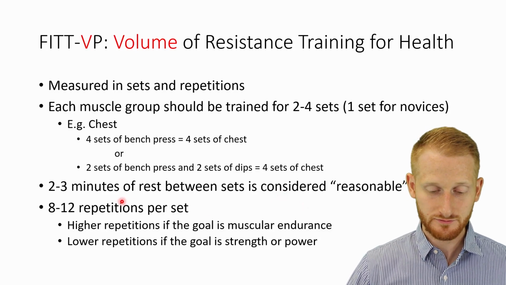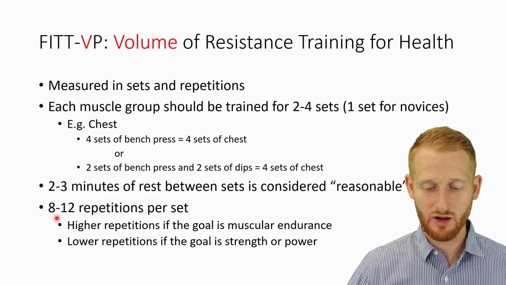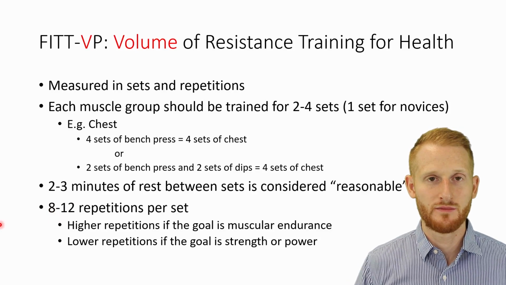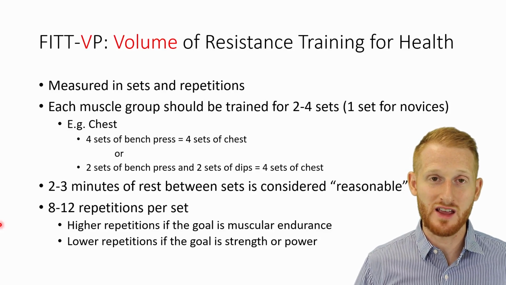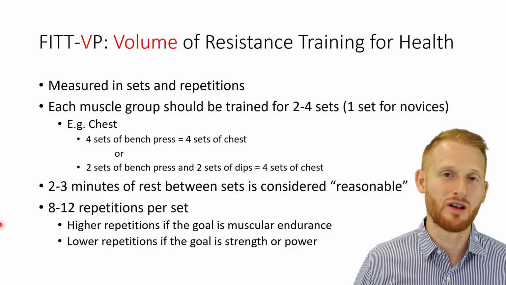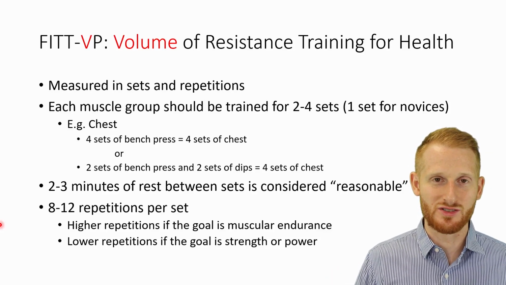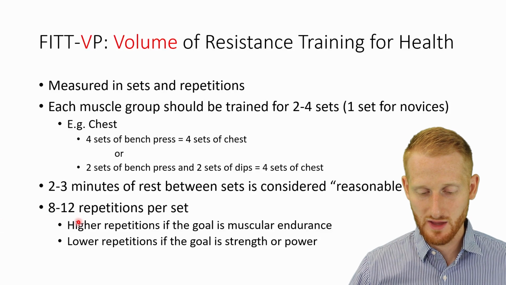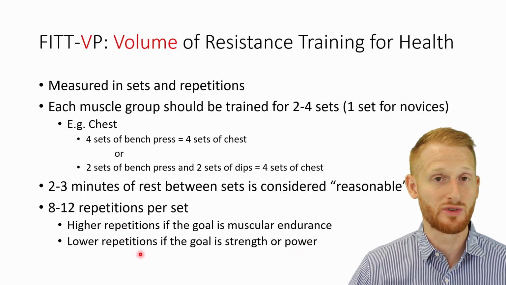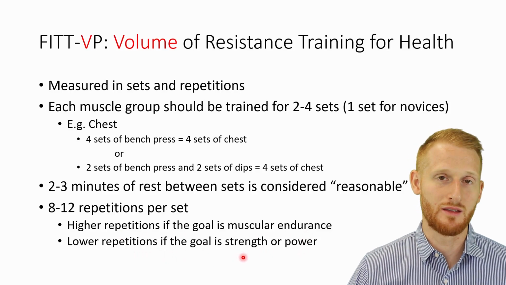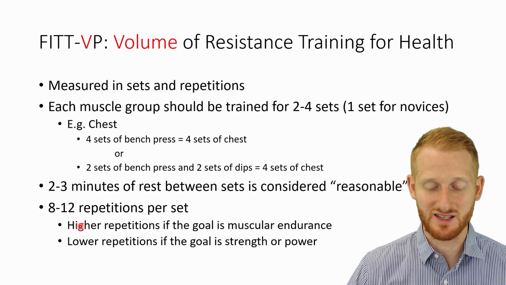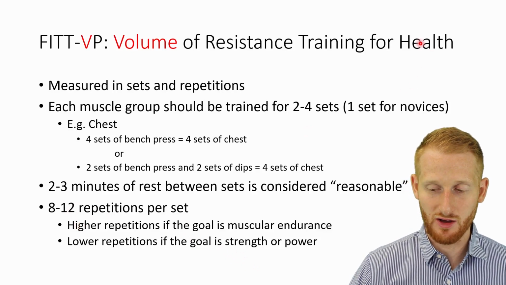All right, so on to repetitions. 8 to 12 repetitions per set is typically a good range. It's the muscular hypertrophy range, which is really nice because you're going to get a little bit of strength, a little bit of power. You're also going to get a little bit of muscular endurance because it's right in the middle of all of those. So higher numbers of repetitions is going to improve muscular endurance. Lower numbers of repetitions are going to improve muscular strength and muscular power. So again, 8 to 12 is kind of in the middle, which is kind of like a sweet spot if you are training for health purposes.